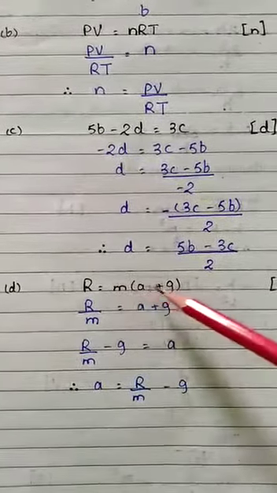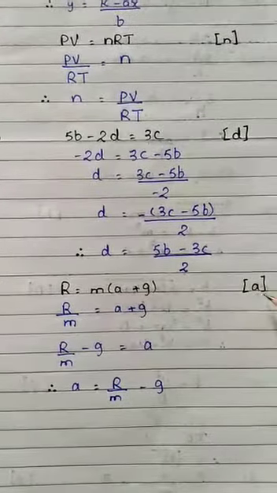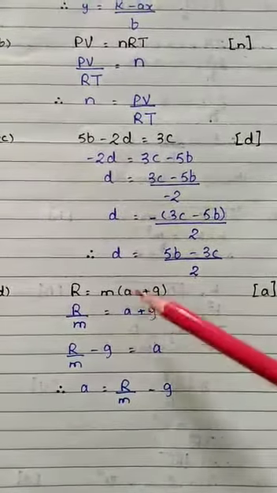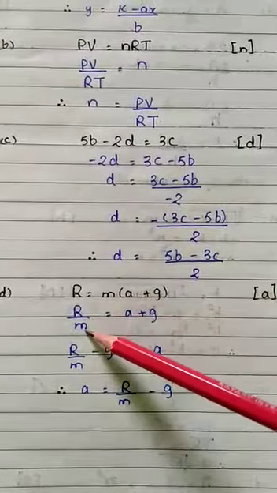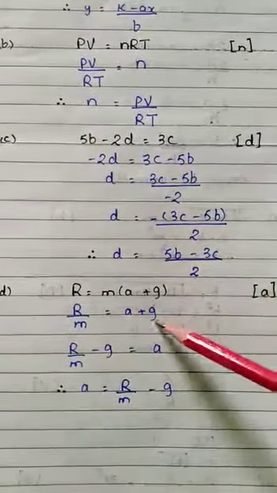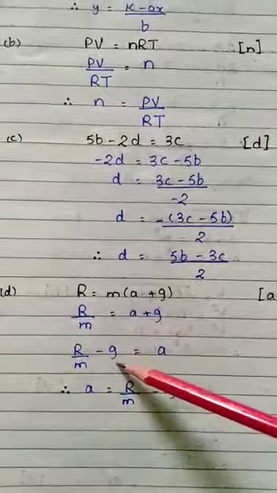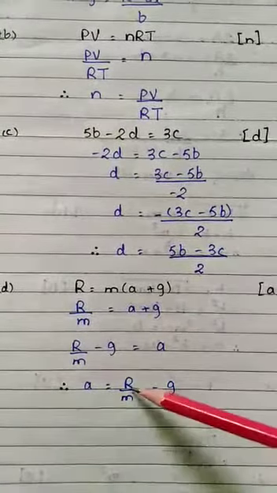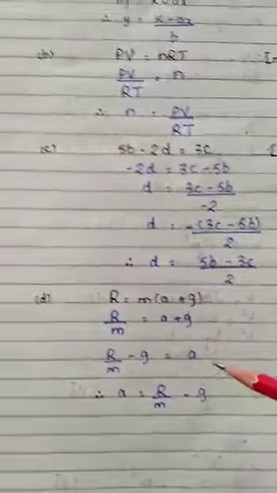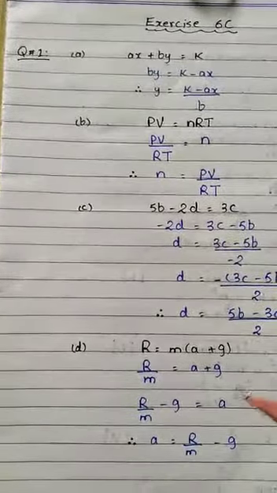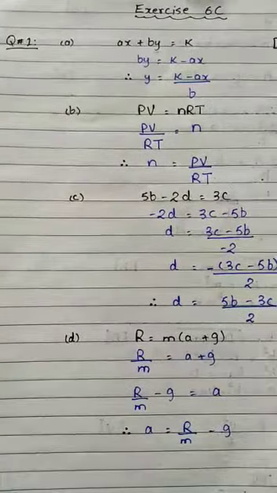Part D, R is equal to M into A plus G and the subject of the formula is A. First M is multiplying here, so M will be divided, and G is positive here, so on the other side it will be negative. So A is equal to R over M minus G. So this is question number 1, part A, B, C and D.